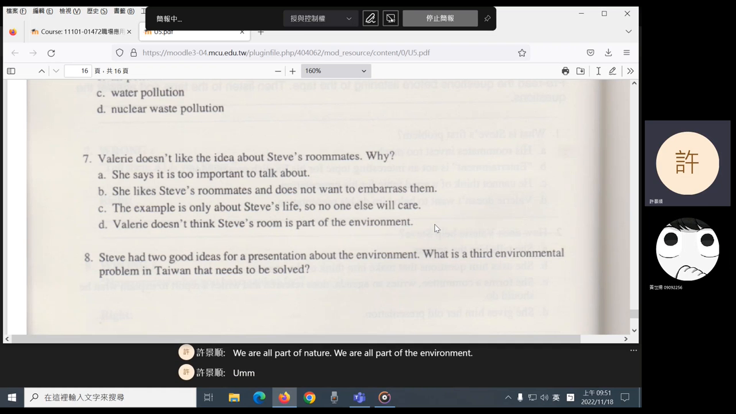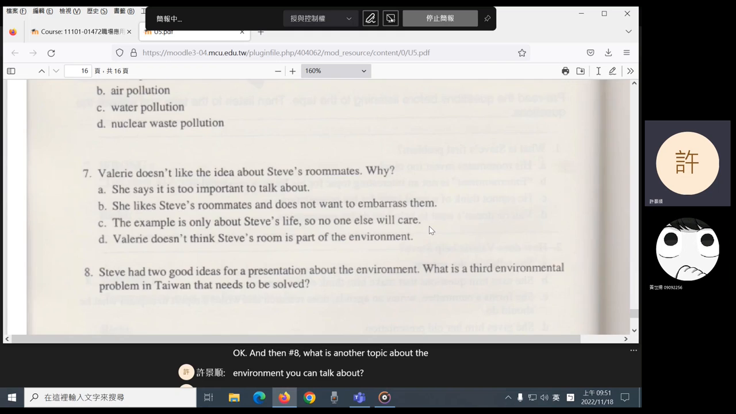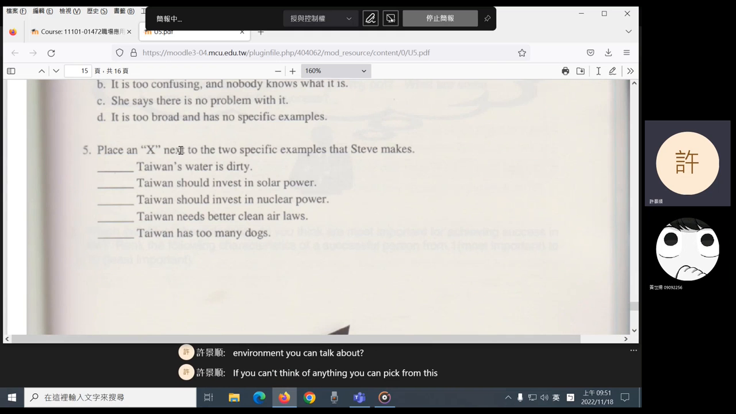So this is the kind of thinking that leads to industrial pollution, 工业污染, when companies think that, oh, this is not nature, so we can dump our trash here. That's not true. Nature is everywhere. Okay, and then number eight, what is another topic about the environment you can talk about? If you can't think of anything, you can pick from this list. The textbook very conveniently gives us some options.